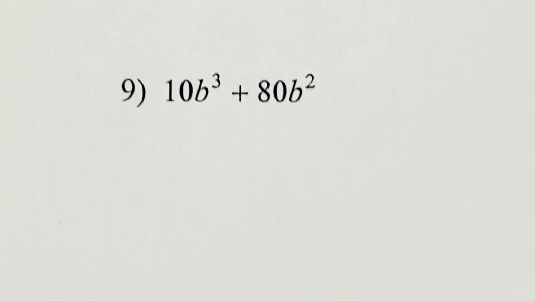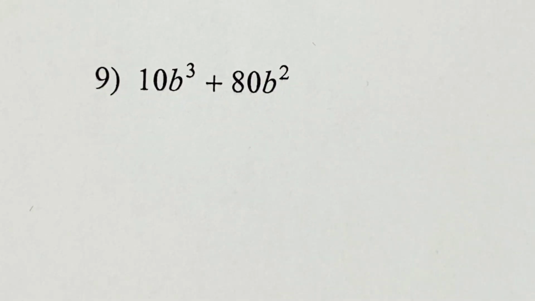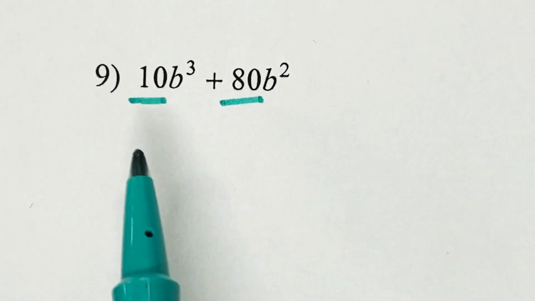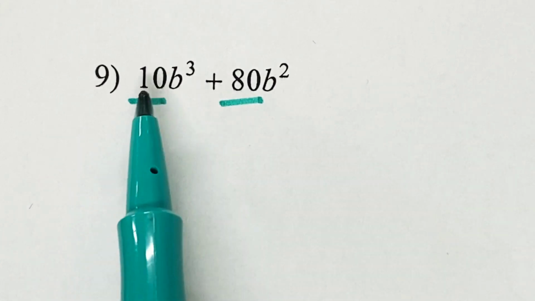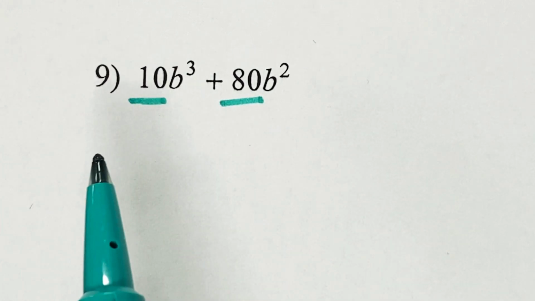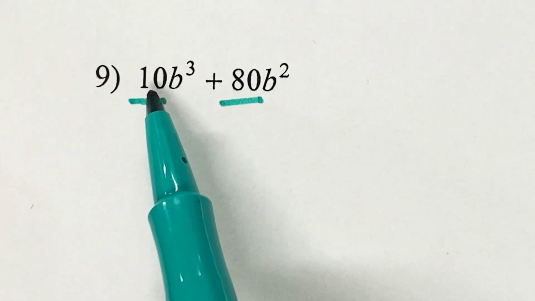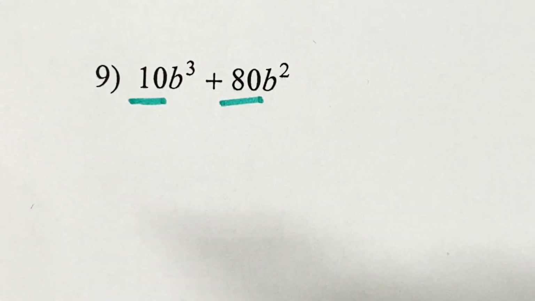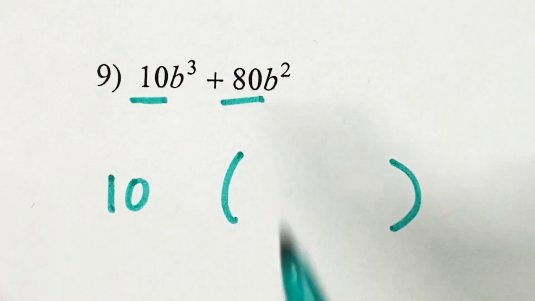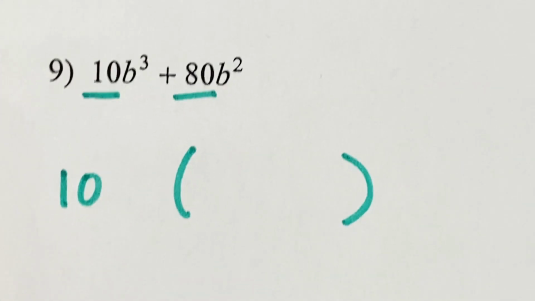Okay, let's look at number 9. Ooh, we got coefficients and variables on this one. This one's good. Let's look at our coefficients first. 10 and 80. What numbers go into both 10 and 80? Hint, hint, they both end with 0, so we know that they both can be divided by 10. 10 goes into 10, but 10 also goes into 80. So we can take out a 10. I could probably take out some b's too, so that's why I left that little space right there.